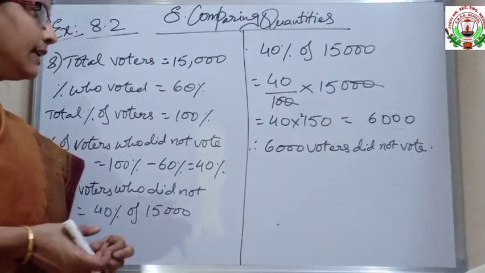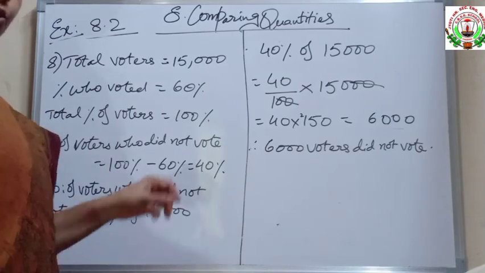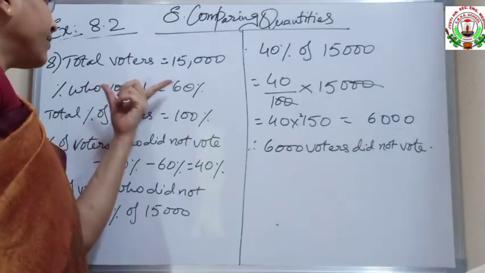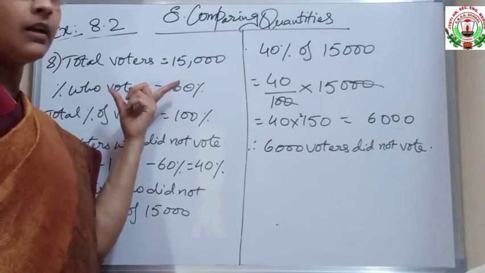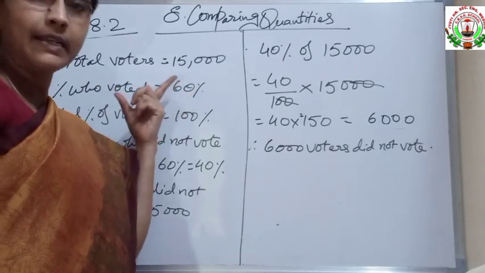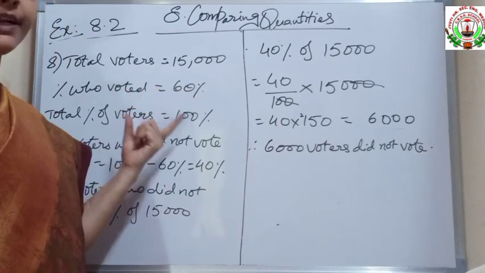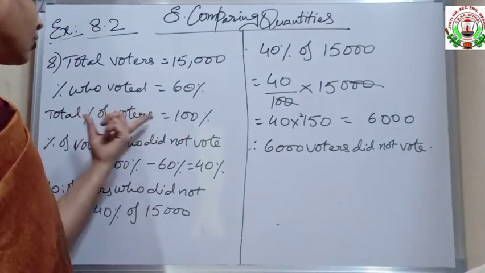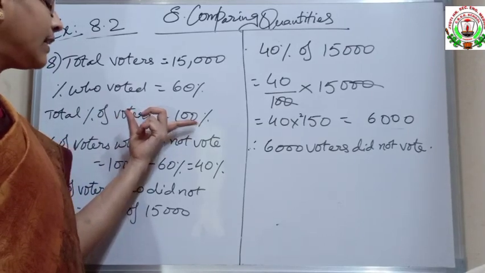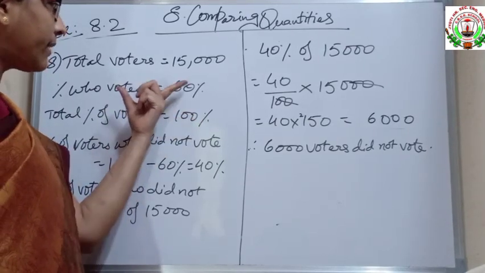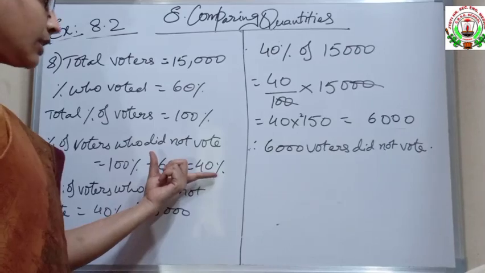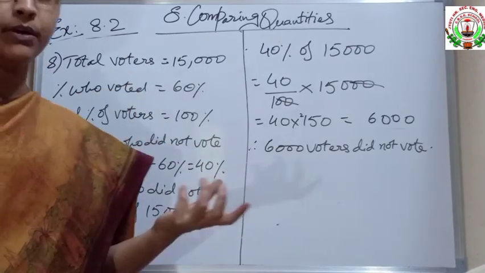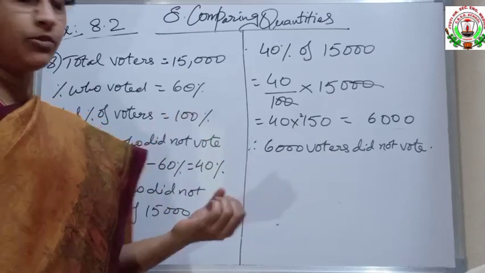See the eighth one, they have given the total number of voters in a constituency. They have given the percent of voters who have voted. We have to find the percent of voters who did not vote. So I have taken the total percent of voters as 100. So I have subtracted 100 minus this 60. So I have got the percent of voters who did not vote. So I have to find the number also, the number of people who did not vote.